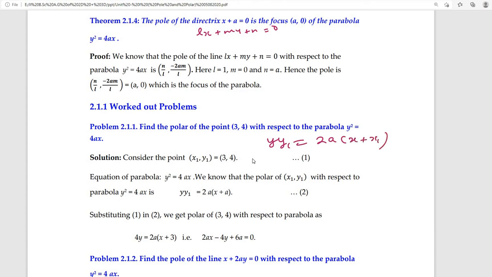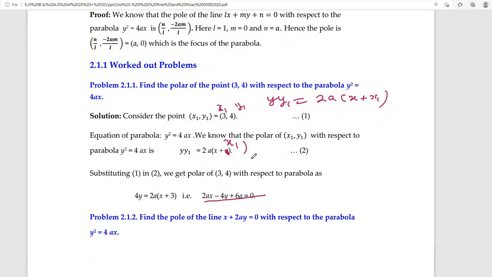So here, in the place of x1 you write 3, and in the place of y1 you write 4, so that you get this. Further simplifying, we get the polar of the point (3, 4) with respect to this.